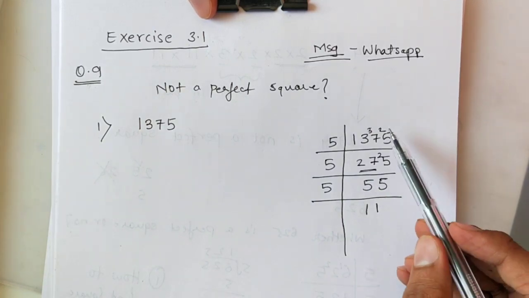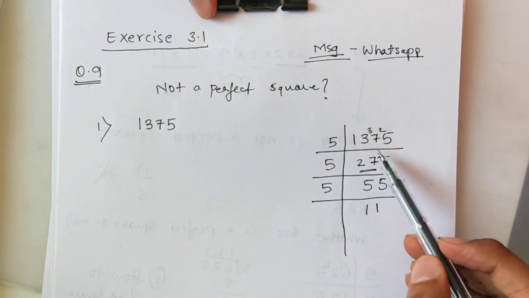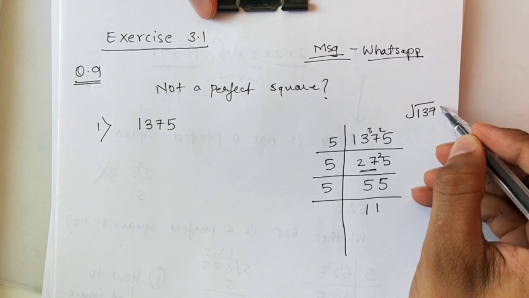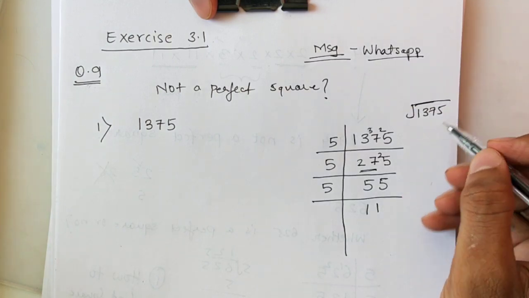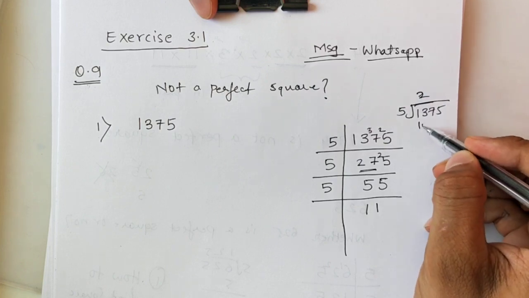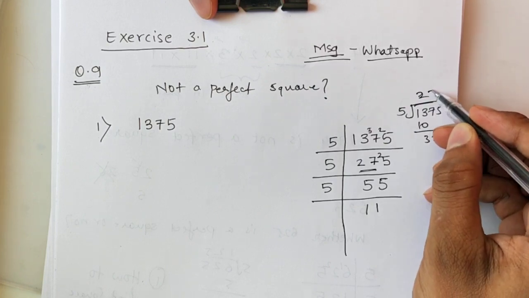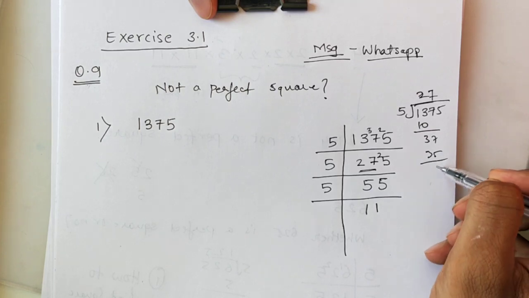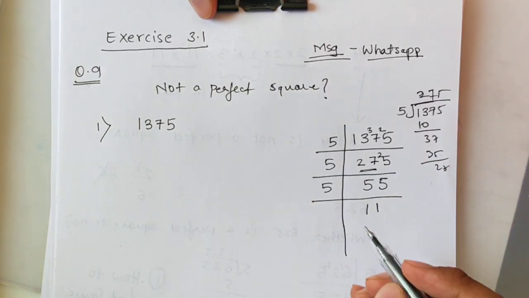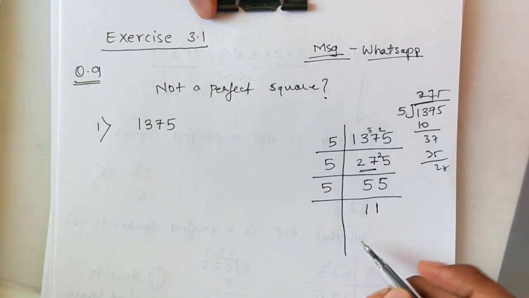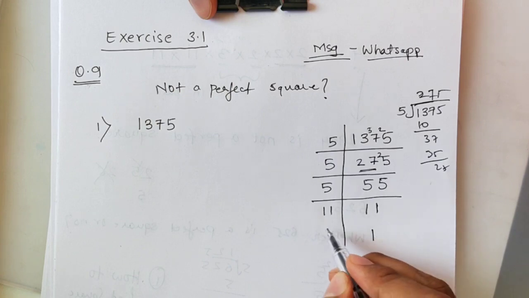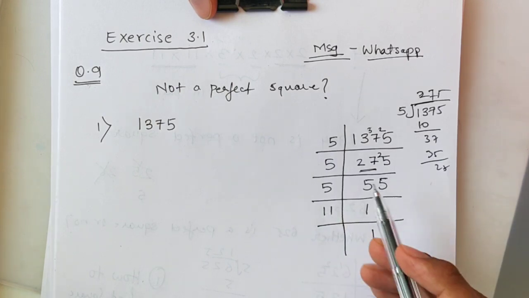If you are finding this division difficult, you can do it on your own with the traditional method of division. Like this, you can divide the number. Like 5 2s are 10, then 37, 5 7s are 35. You can do it like this, and you can write the number here. Not an issue. Now I have 11. 11 is divisible by 11 itself. So 11 1s are 11. It is always like this.